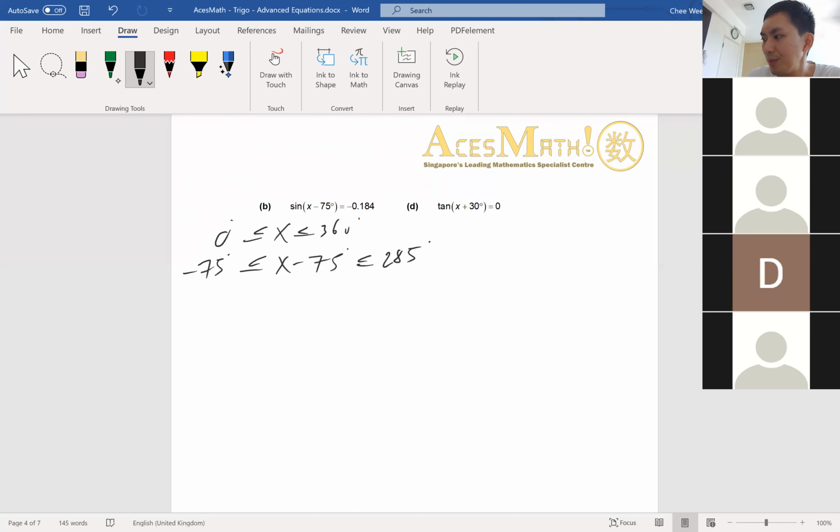Okay. So this is the equation. Which quadrants are we looking at? Which quadrants are we encompassing? Since it's negative, it's quadrant -1. Quadrant -1, all the way to 285 is quadrant... it's also including quadrant 4. Understand now?